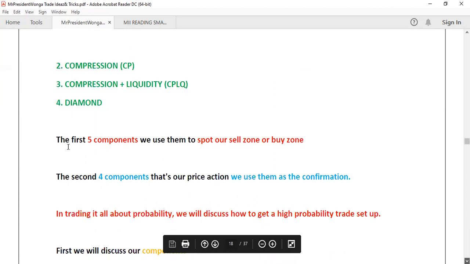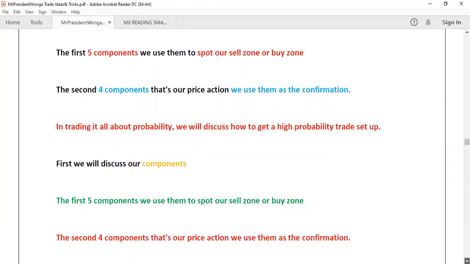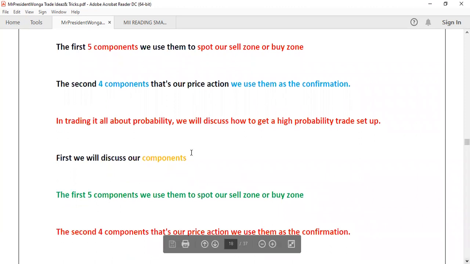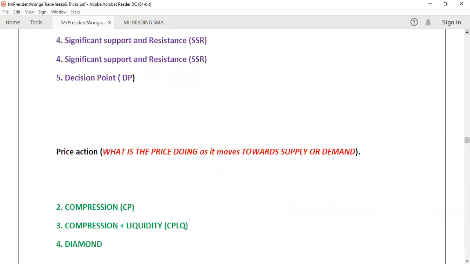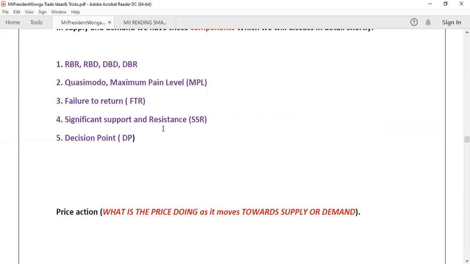So the five components, we use them to spot our sell zone and buy zone. The second component is wisdom for confirmation, to confirm are we going to buy, are we going to sell, is there an entry. Basically, those are the most important few things. So what did I say? First thing I said, we need to look at these components. These components, we use them to support our demand and supply zones.